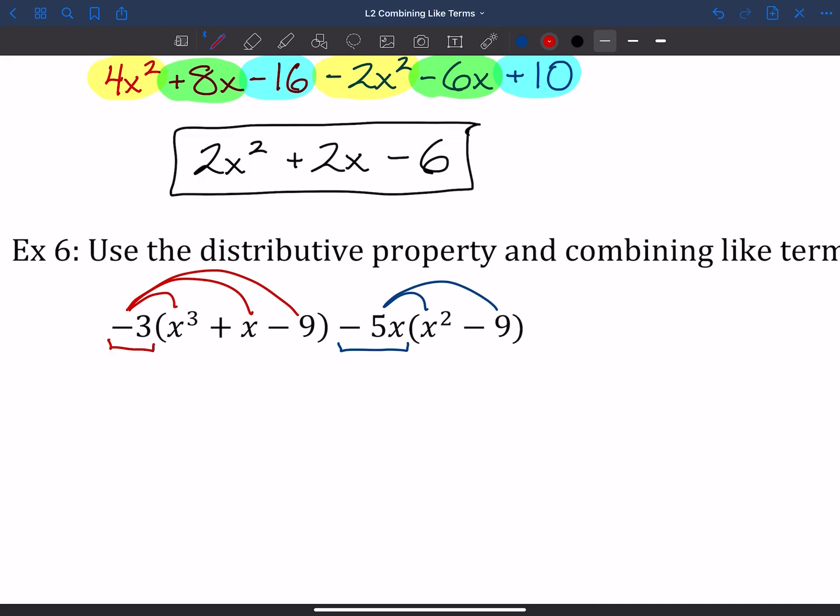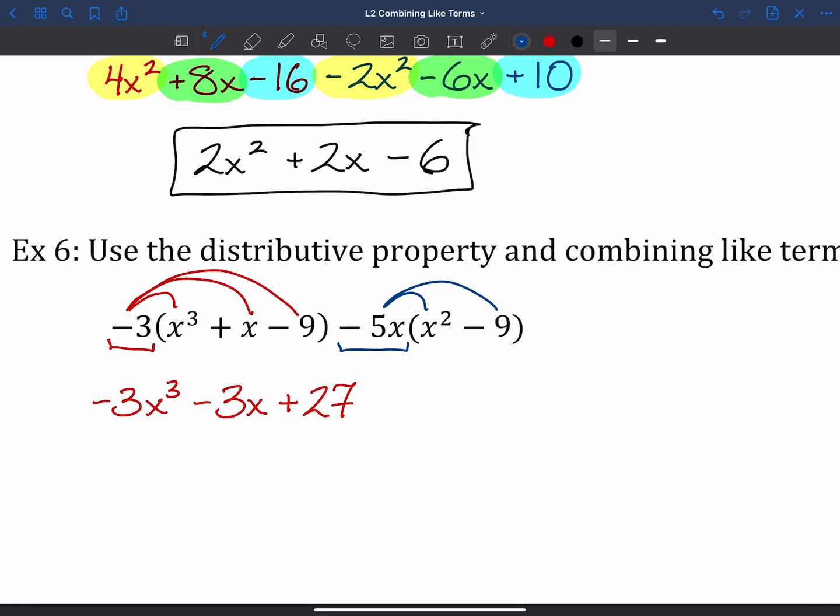Negative 3 times x to the third is negative 3x to the third. When I do negative 3 times x, that's also negative 3x. Right? Because again, don't forget, these have little ones in front of them. It's the negative 3 times the 1 that gives us those. Most of the time you won't see them there, but they are still technically there if you want to remember them. And then last but not least, we got negative 3 times negative 9, which is going to turn out to be positive 27. All right, cool. So the red stuff's done.